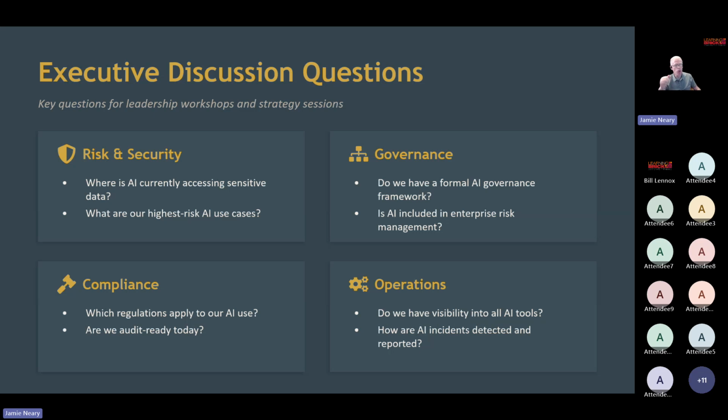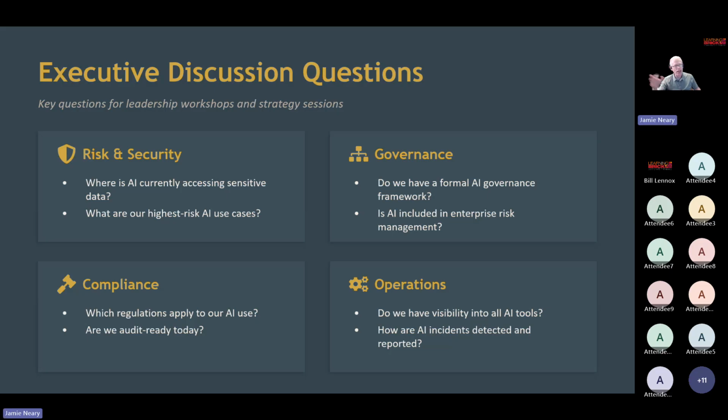From a compliance standpoint, what regulations are going to apply? Do we deal with financial data? I've got to worry about PCI DSS. I might have to worry about GLBA, the Gramm-Leach-Bliley Act. I might have to worry about PIPEDA. If we deal in healthcare, we worry about FIPA.